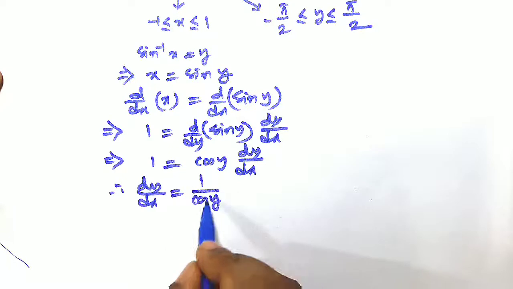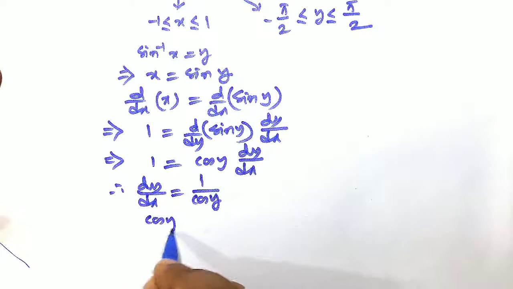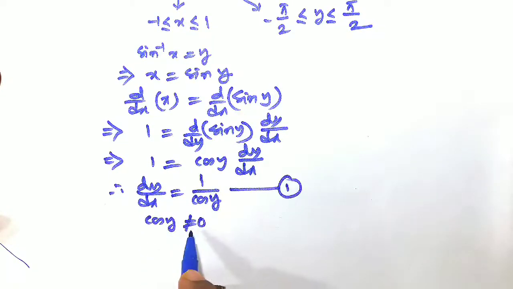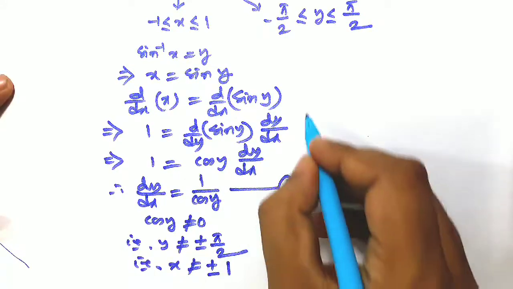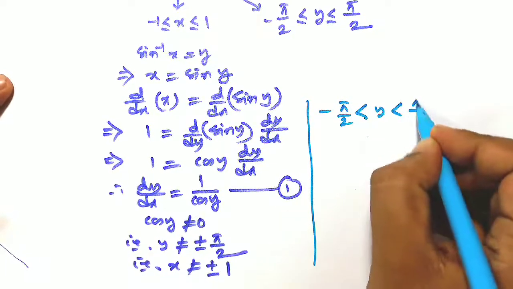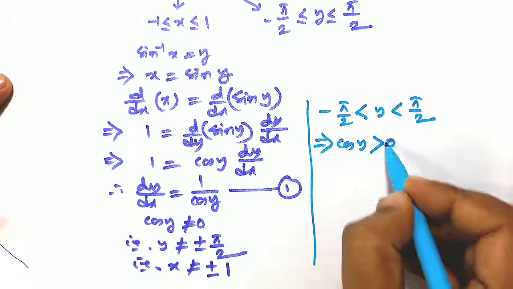Now friends, the denominator cannot be equal to 0. So obviously cos y is not equal to 0. Number it 1, and since cos y is not equal to 0, we can write y is not equal to plus minus pi upon 2. That is, x is not equal to plus minus 1. Now, minus pi upon 2 less than y less than pi upon 2. So it implies that cos of y is greater than 0, isn't it?